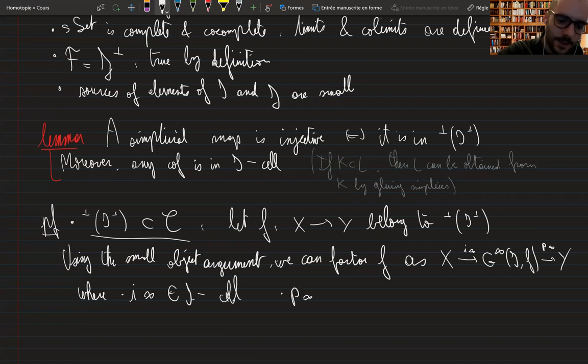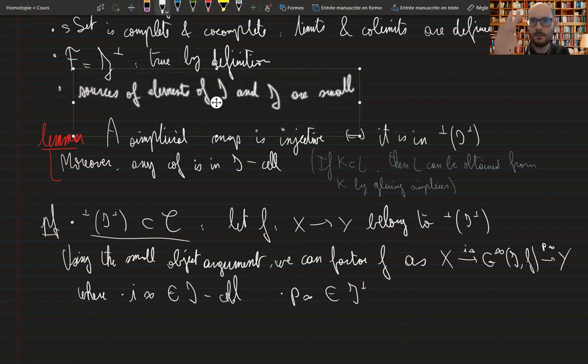And P infinity has the right lifting property with respect to I. All right, so to apply this argument, we need to have small sources, but this is the case. So we do this small object argument, right?